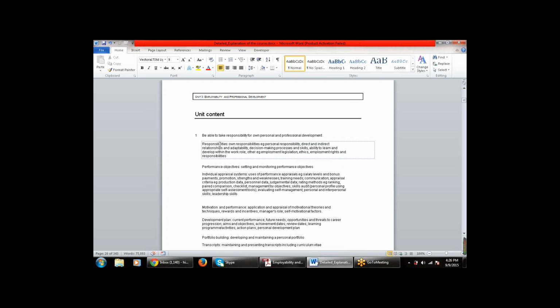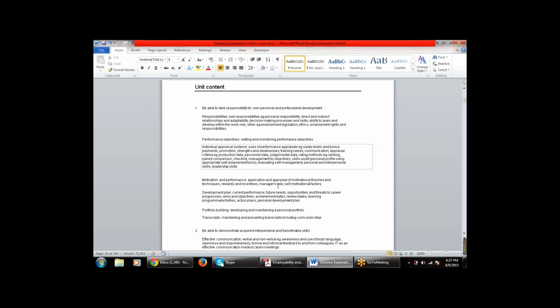In this we are going to study responsibilities, for example personal responsibilities, direct and indirect responsibilities, relations and adaptability. Then decision making processes and skills, then the ability to learn and develop within the work role, other than the employment legislation that is used with the various ethics, employment rights and responsibilities. Then next, in this content only, there is a performance objective. So one is a personal objective, that is the responsibilities. Then next is a performance objective, that is how to set and monitor the performance objective.